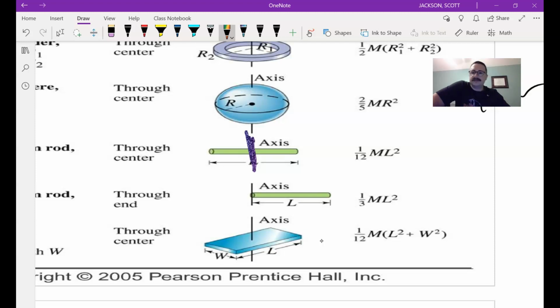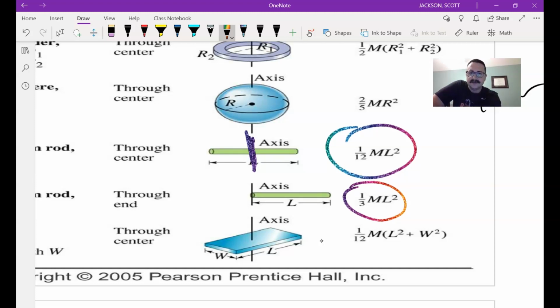And so what this tells us is this is 1/12 ml squared. So that one is easier to rotate versus this one is 1/3. The reason is because, I get half of the rod is only half the length away, the maximum here. Where here I have some of the rod that is the entire length away. So if the mass is farther from the axis of rotation, it is going to be harder to rotate.